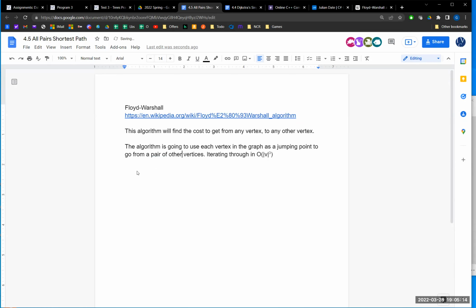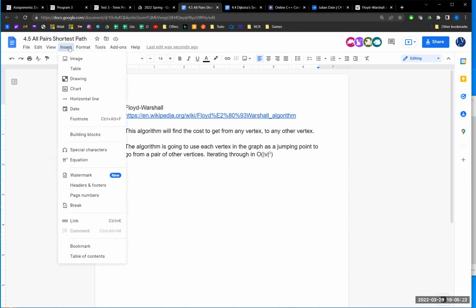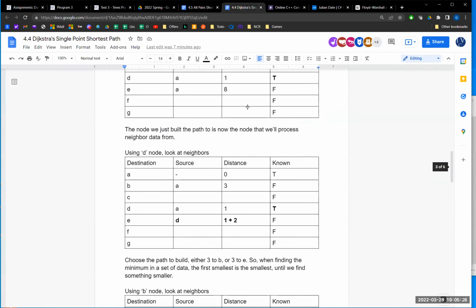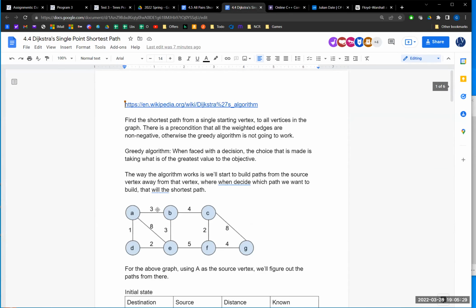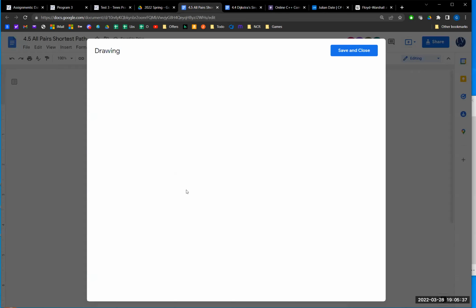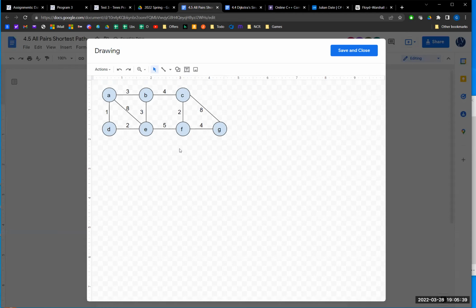Here, other vertices. All right, so this one being cubic, definitely. It's a long running algorithm. So much so that I am going to remove a bunch of the vertices in here.